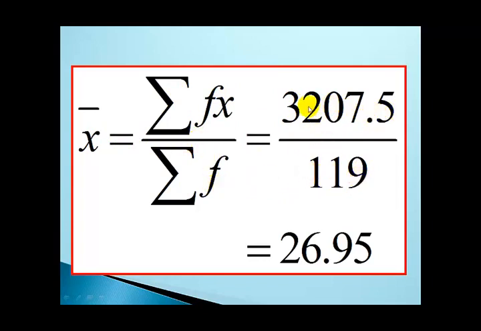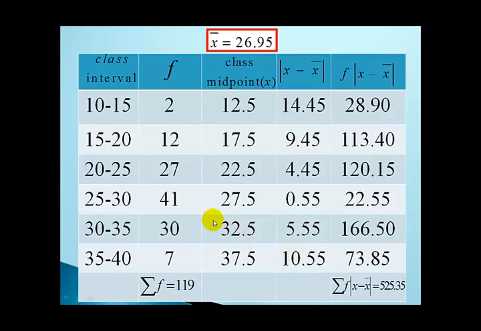So 3,207.5 divided by 119 is equal to 26.95. That means that the mean is 26.95. Now we come to this table. You look at this table, you have the class interval, we have the frequency with the summation of frequency to 119. Don't forget the mean gave us 26.95.